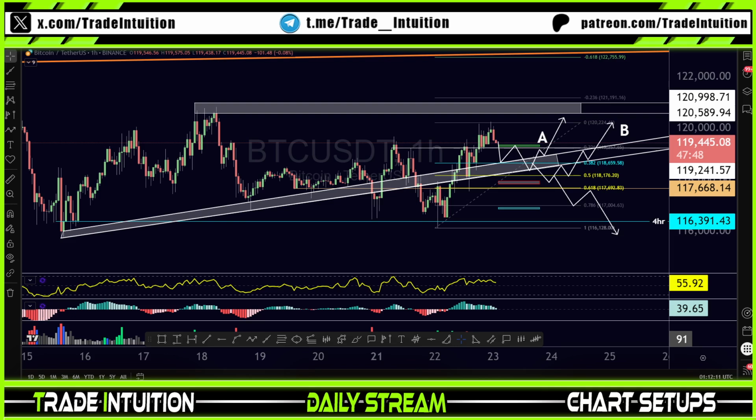Don't feel like you have to be in a trade. If you're seeing all these coins go up, don't worry. You're going to get your chance. The prices are going to retrace.